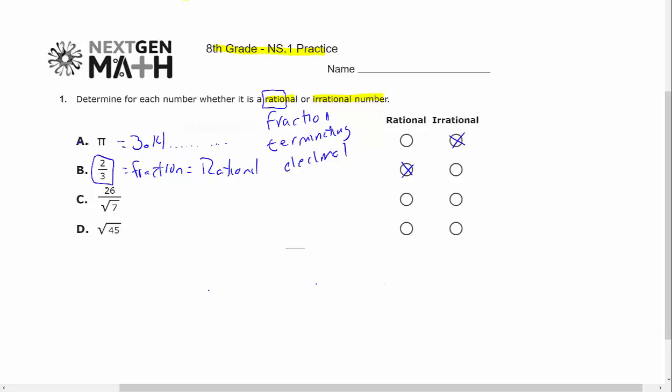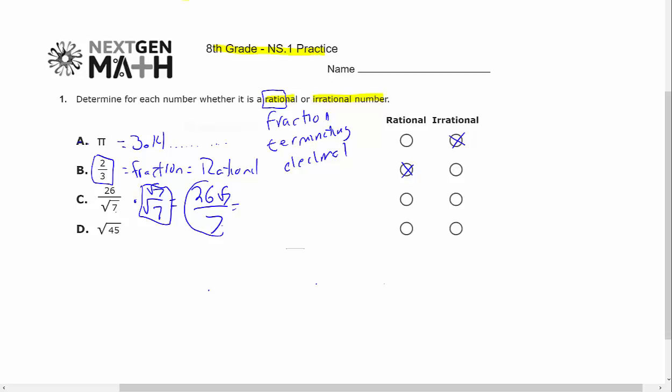Now we take a look at 26 over the square root of 7. We noticed in a previous video that the square root of 7 is irrational. But we like to do a little bit of work right here and put 26 over radical 7 times radical 7 over 7. All we did was multiply 26 over radical 7 times essentially 1, or radical 7 over radical 7, and we get 26 radical 7 over 7.